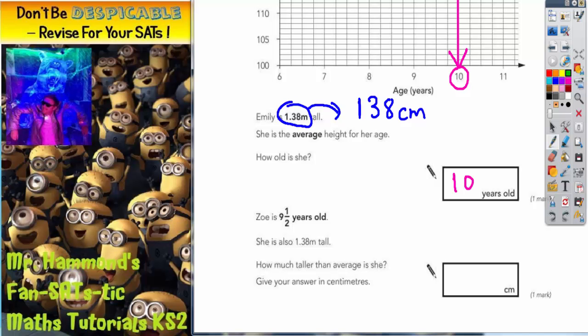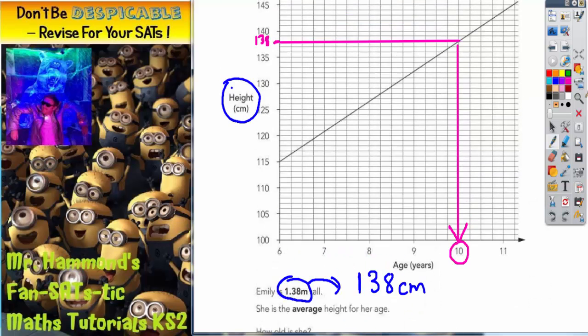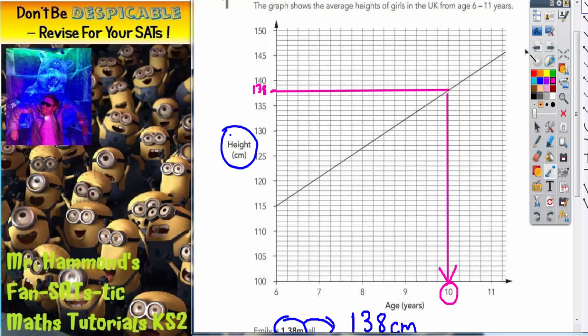For the second part of the question, it says Zoe is 9.5 years old. She is also 1.38 metres tall, so she's also 138 centimetres tall. How much taller than average is she? Well, if we go back to the graph, we were told that she was 9.5. So what we're going to do this time is find 9.5. Well, here's 9, here's 10, so 9.5 is halfway between.